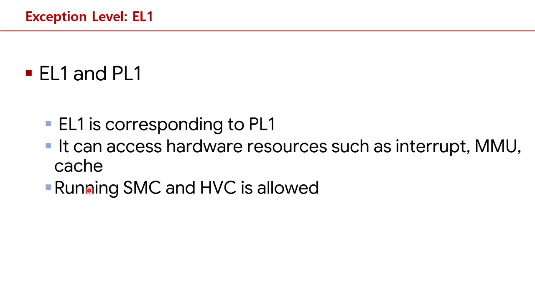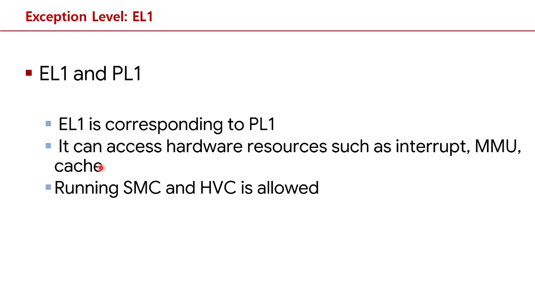Now let's summarize the important points of exception level 1. As we discussed in the previous lecture, the concept of exception level corresponds to the privilege level. For this reason, exception level 1 corresponds to privilege level 1. We can access hardware resources such as interrupts, the MMU and cache. This kind of access can be done using the system registers.